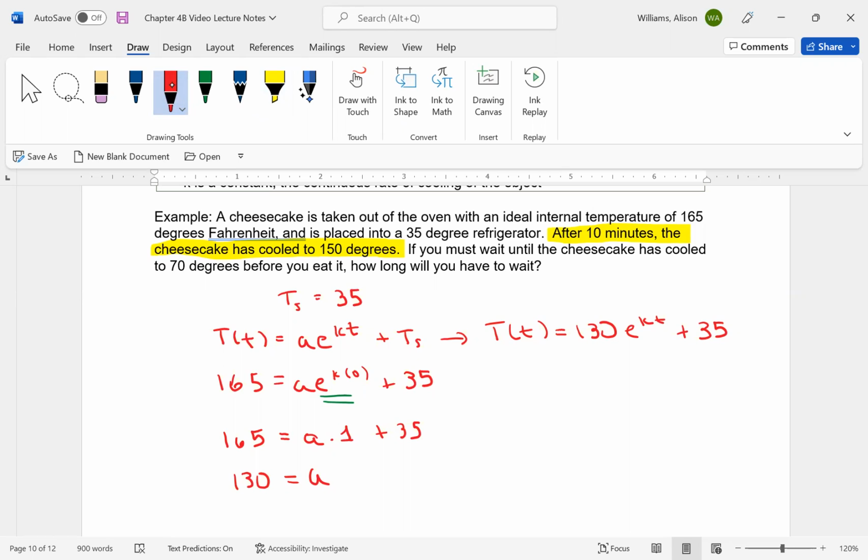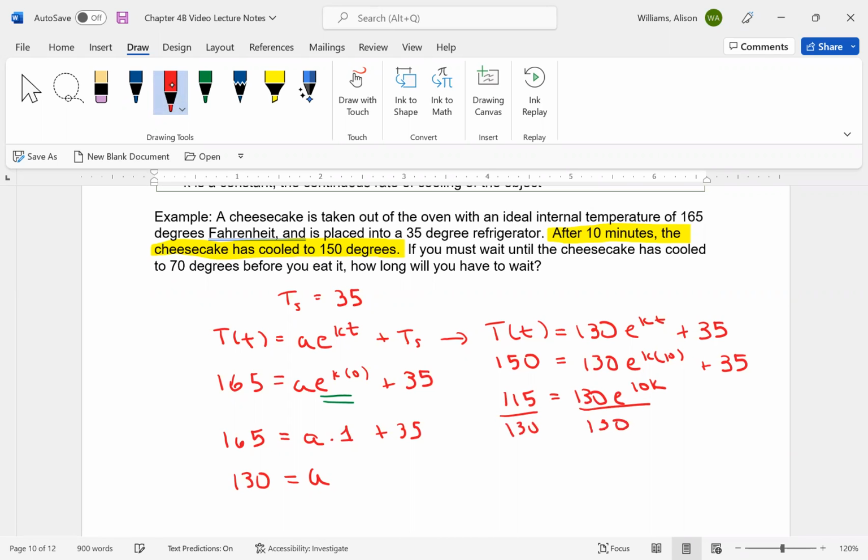Okay, so 150 degrees. Ooh, gotta switch to the red pen. Oh, I did. It just was too slow. 150 degrees equals 130, and that's 10 minutes. So keep in mind that t is in minutes in our final answer. Okay, so subtracting 35 from 150, that's going to give me 115. I'm going to write 10K instead of K times 10. Divide by 130 on both sides.